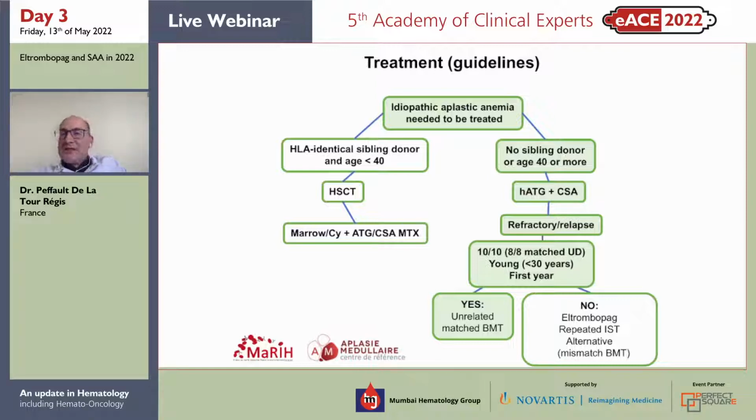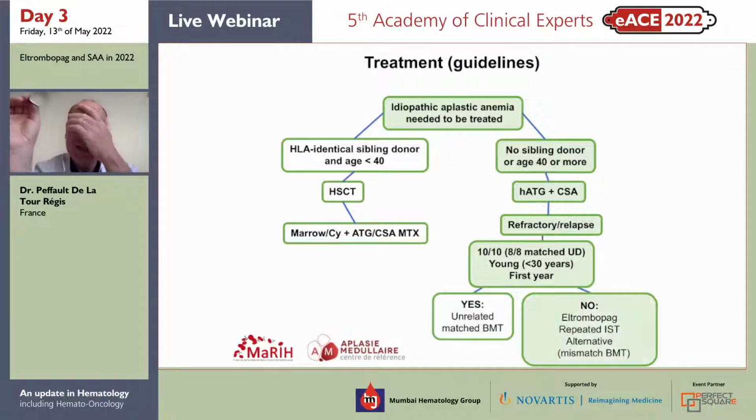If the patient is still at the aplastic stage, and if the patients have a 10 out of 10 donor or is young, it should be transplanted. There is no space anymore for a second course of eltrombopag, whatever. For young patients, transplantation might be curative. So this is really something that you have to keep in mind.